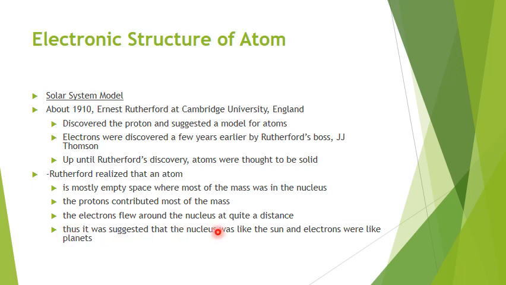And then it was kind of suggested that what we have is a solar system model, where the nucleus was like the sun. The nucleus had the protons. Neutrons had not been discovered yet. And electrons were like planets going around. So let's just study this model and see how we can relate it. It's not really the best model, but it will help us get to where we need to go.